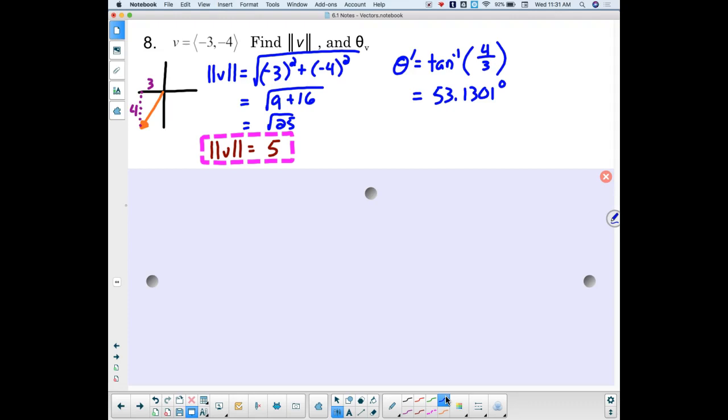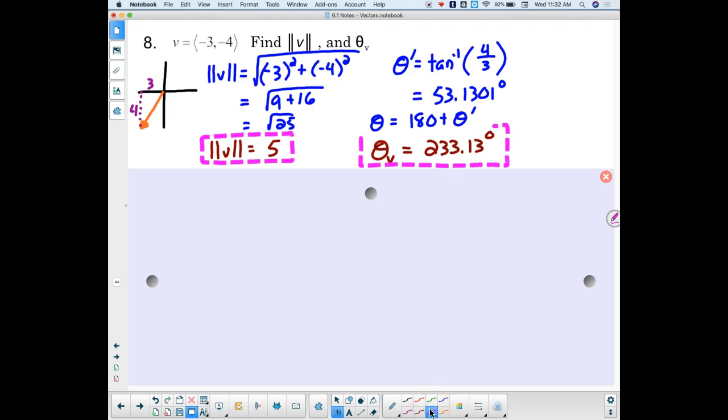Theta, my actual angle, is in quadrant 3, so that's going to be 180 plus my reference angle. So the direction angle for V is going to be 233.13 degrees. Agree with that?